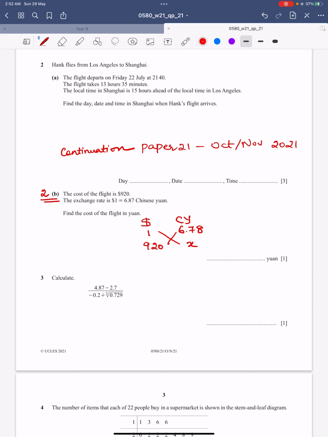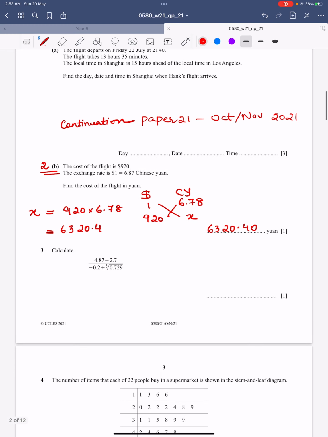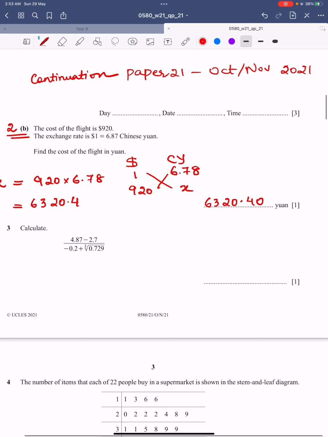So we have x times 1, x is equal to 920 times 6.87, and the answer is 6,320.4. When we write currency, we can write it to two decimal places, 6,320.40 Chinese yuan.